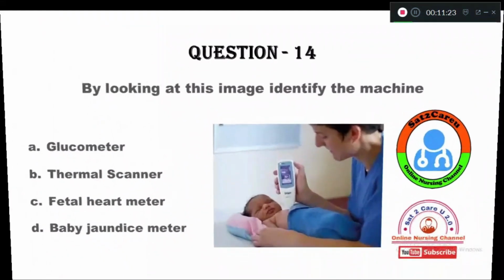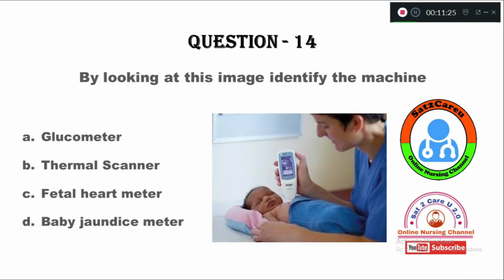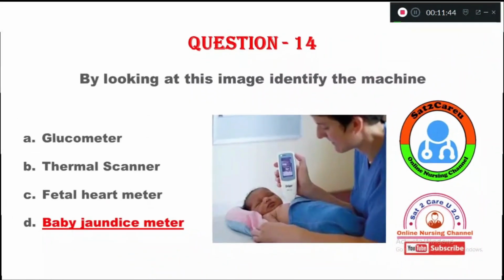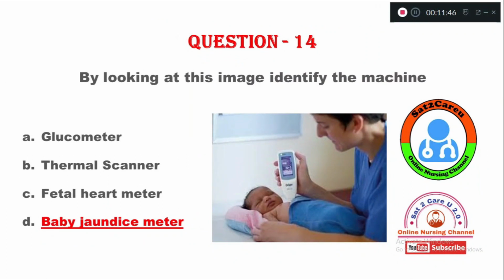Question number 14. Another image based question. By looking at this image, identify the machine. Option A, glucometer. B, thermal scanner. Option C, fetal heart meter. Option D, baby jaundice meter. So this instrument which you've seen in the image is option D, baby jaundice meter.